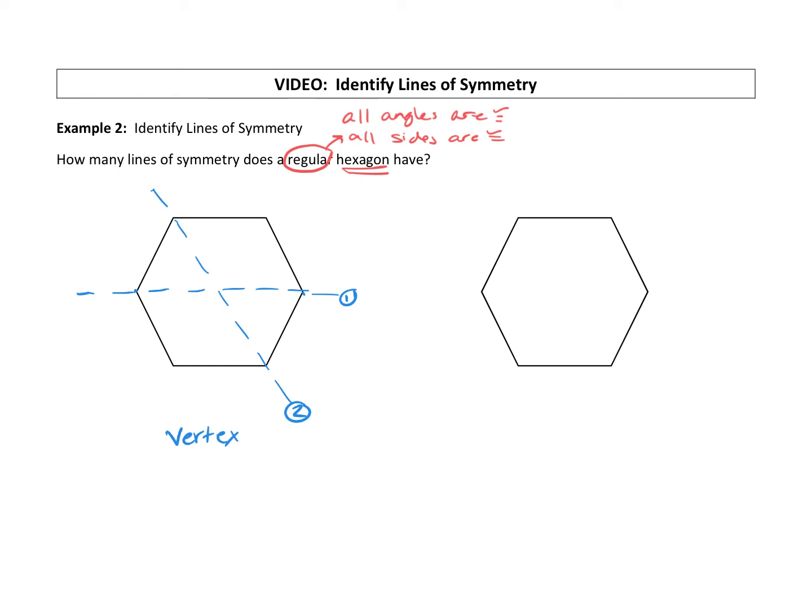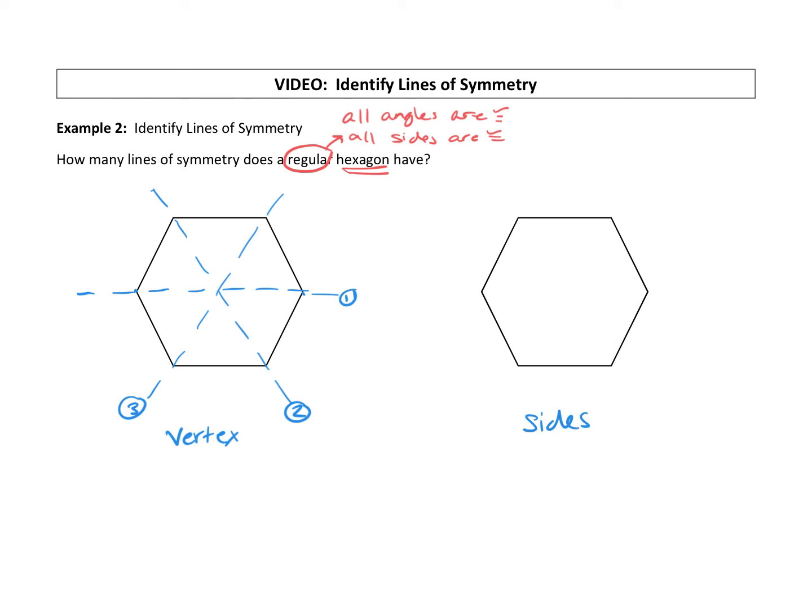We have one more vertex to look at. Does this side map onto its side here? And that does also. So going through the vertices, we have 3 lines of symmetry. But there may be other lines of symmetry that aren't just going through the vertex. The other thing we can look for are, do we have any lines of symmetry that go through the sides?